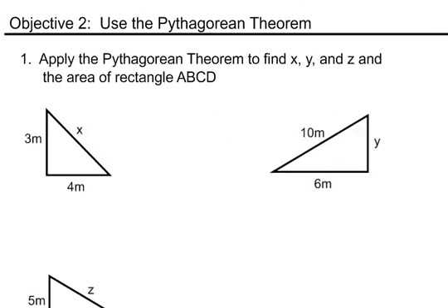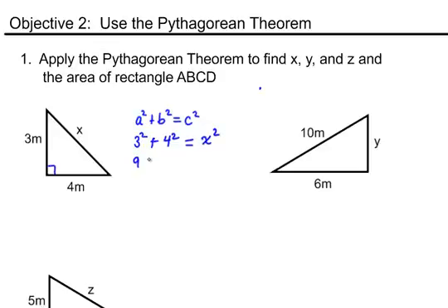We're going to apply the Pythagorean theorem to find x, y, and z. Whenever you do the Pythagorean theorem, please write down a squared plus b squared equals c squared. Okay, here's my right angle. My a is going to be 3 squared. My b is going to be 4 squared. And we don't know c, so we're going to call that x squared.